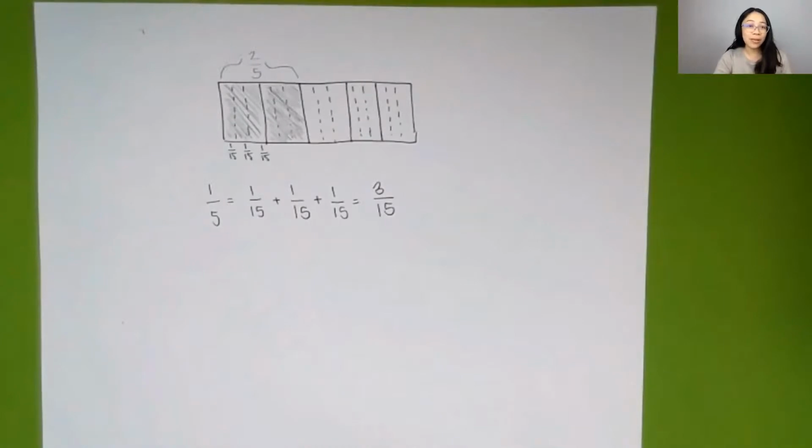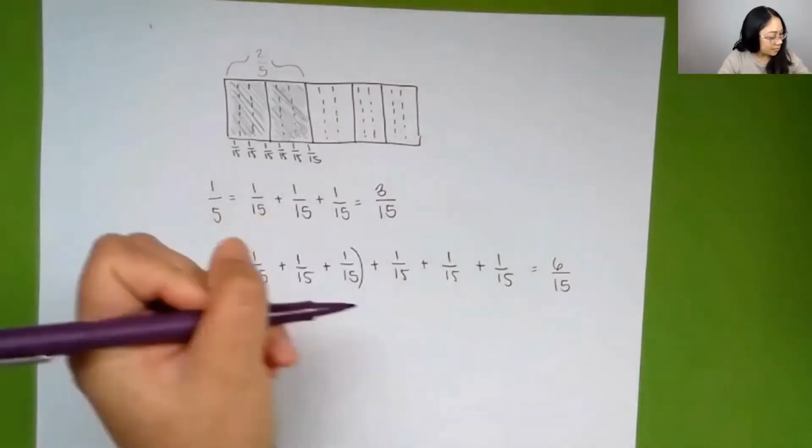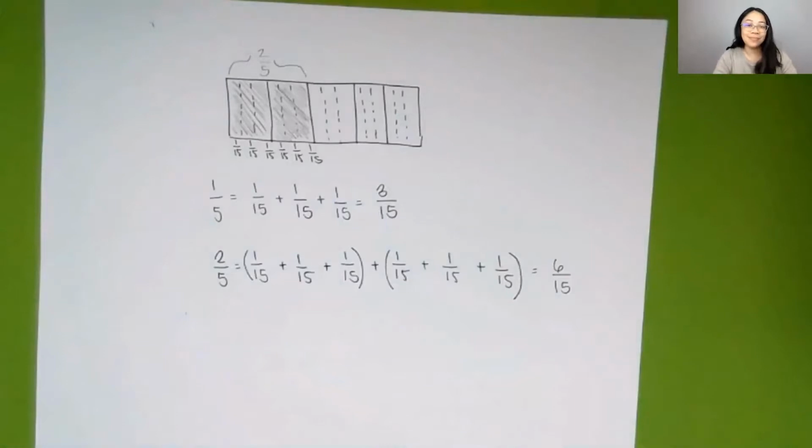Pause the video here and write a repeated addition sentence that represents how many 15ths it takes to make 2/5. I'll be here when you return. Welcome back. Go ahead and take a moment to compare your sentence with mine. Just like the previous problem, we can also put parentheses around 2 groups of 1/15 to show that each combines to make 1/5. Think, how can we represent this using multiplication?